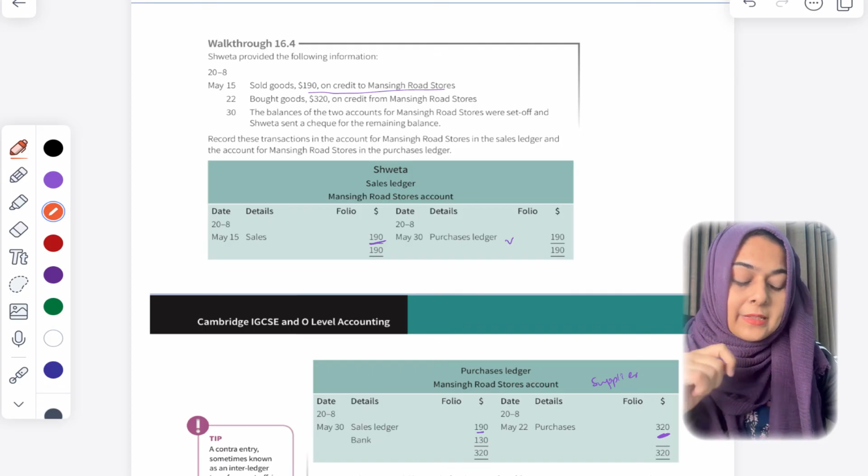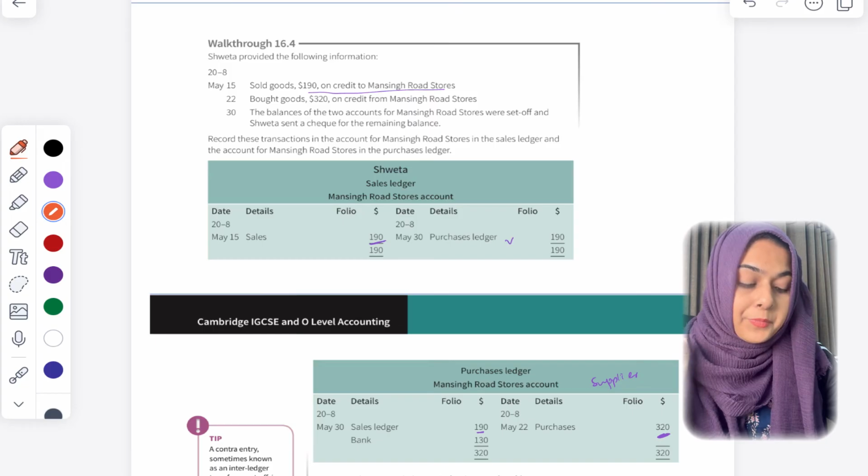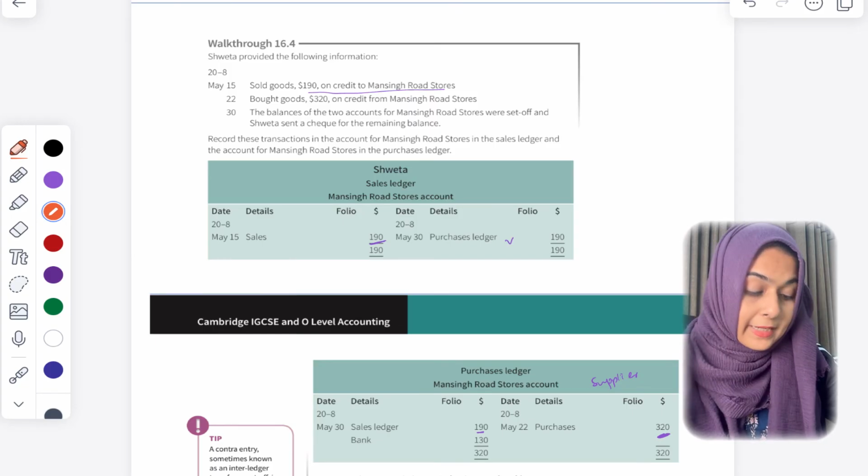So in the sales ledger, in the Mansingh Road stores account, I have written purchases ledger here and I have set off the amount of 190, and there is no balance carried down in the sales ledger T account, that is the Mansingh Road stores account.